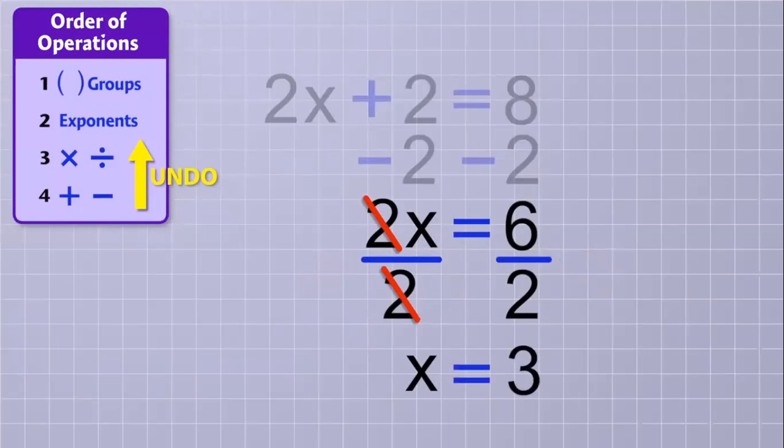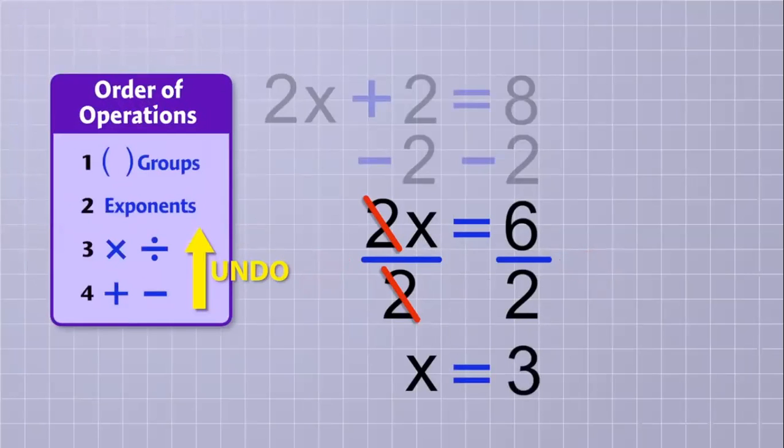There, we've solved the equation using the order of operations rules in reverse. And now we know that x equals 3. That wasn't so bad, was it? Let's try solving another simple two-step equation that has division and subtraction in it. X over 2 minus 1 equals 4.